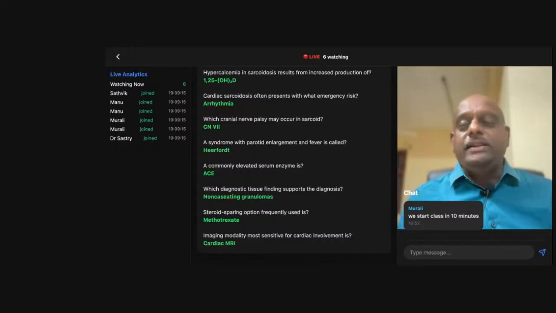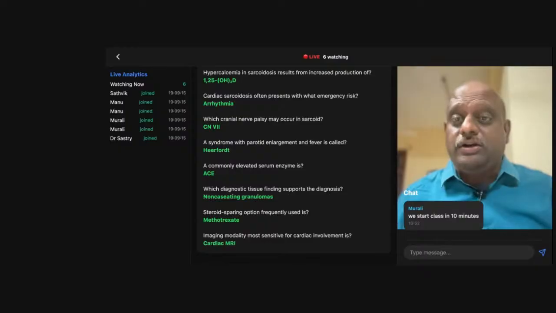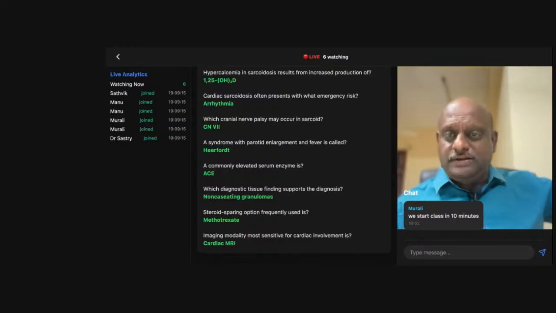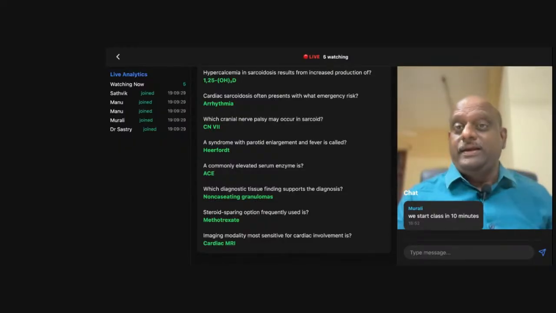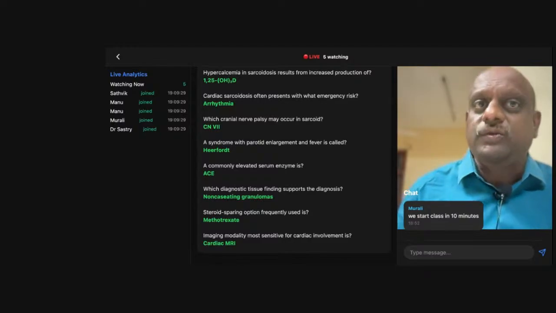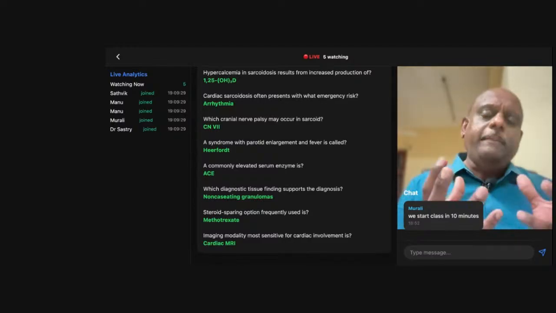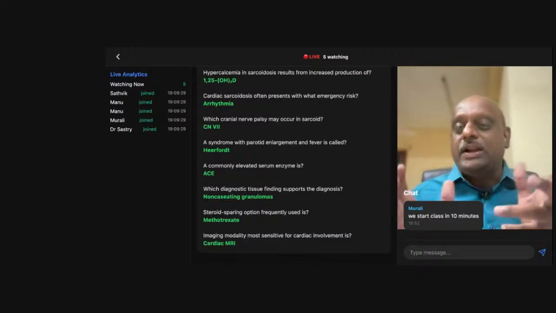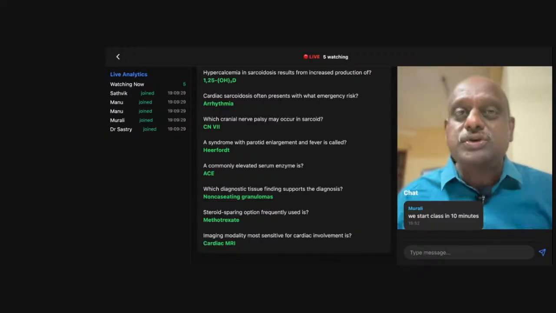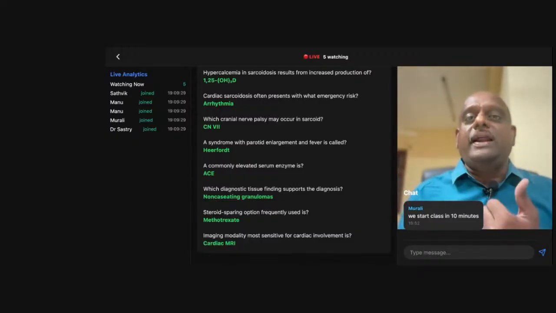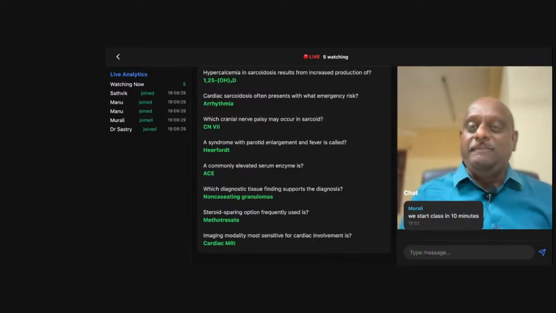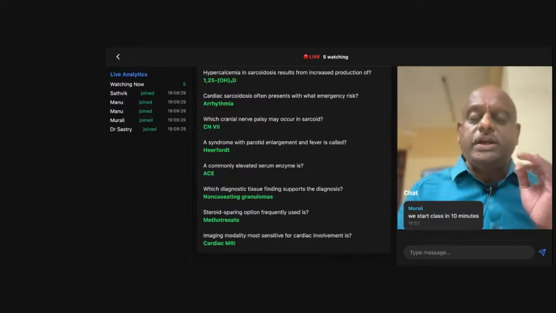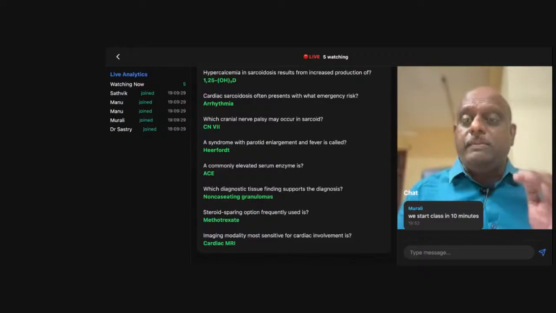And why is there hypercalcemia in sarcoidosis? Because all those macrophages keep overproducing vitamin D-like substance, is what you need to remember. And what type of granuloma is a sarcoid whenever you do histology? It is a non-caseating granuloma. And the most sensitive investigation to know the cardiac involvement in sarcoidosis, cardiac MRI, is considered to be the investigation of choice.